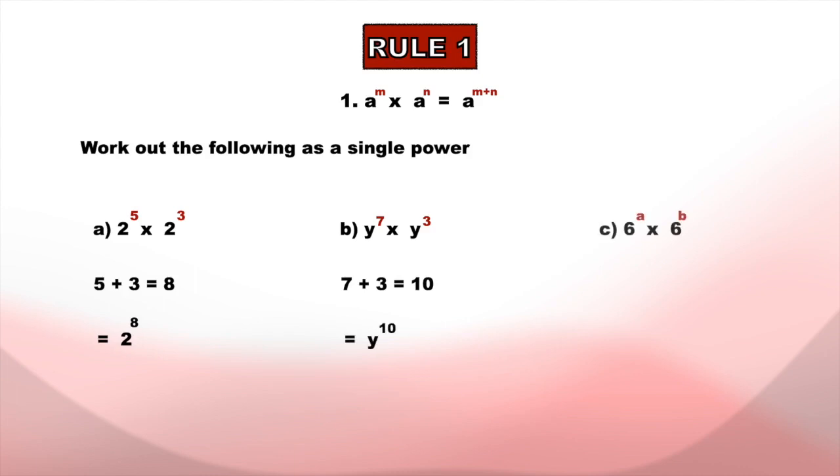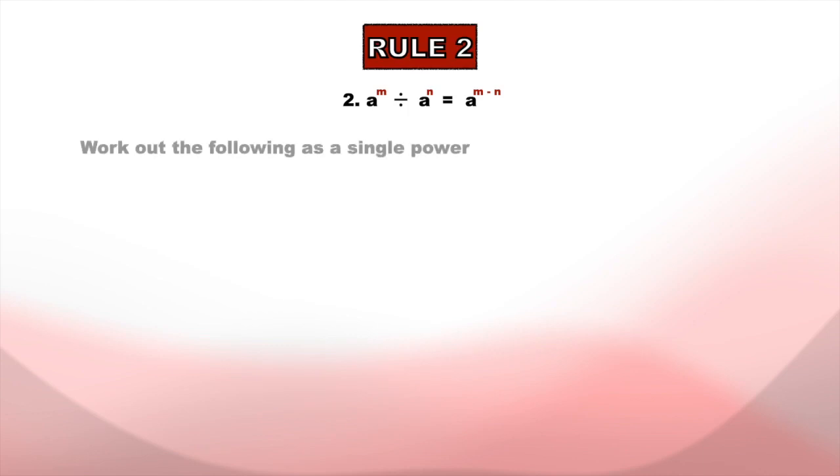So as we can see, the rule is always the same. When there's a multiply in the middle, we add the exponent. So with this question, a plus b is equal to ab, which gives us 6ab. So our second rule is where there is a division sign, we minus the exponents.